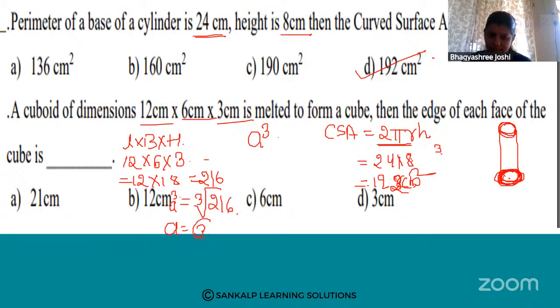So it is 6, right? 6 into 6, 36, 36 into 6, so 216. So the A value is 6. A cube is equal to 216 and the cube root of 216 is 6 centimeter. So option C is right. Okay.